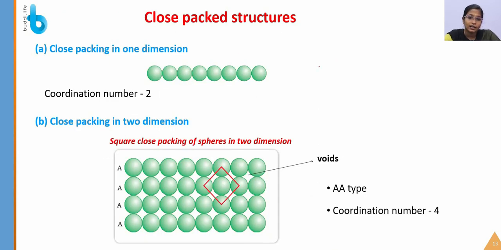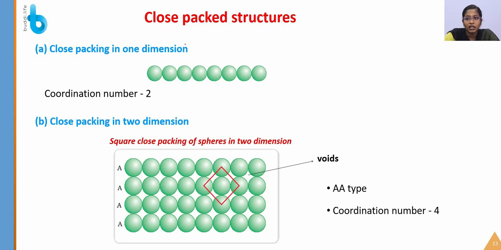We know that crystal lattices are arranged in a closely packed structure. So each atom is arranged very closely to each other in a crystal lattice, right? This arrangement of atoms in a crystal lattice can be studied in three steps. First is the arrangement of close packing in one dimension, then close packing in two dimensions, and then close packing in three dimensions.